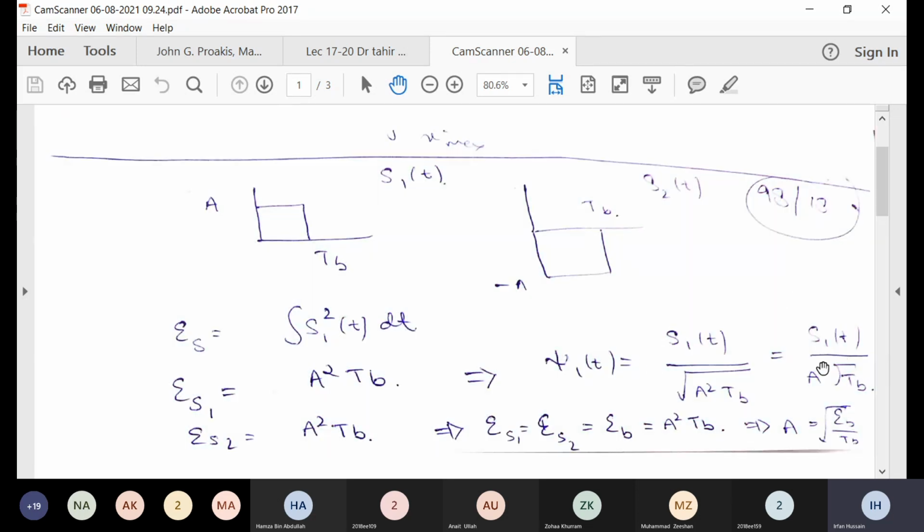So yes, psi1 was calculated, and you can see that the energy in both the signals is equal to A square into TB. So I can write A as equal to the square root of EB over TB. You can say it is ES, but you can also say it is EB, or epsilon B, because the energy in the first and second signal is equal to the bit energy, because one signal is just representing the bit interval. The bit energy is A square TB, hence A can also be written as the square root of EB over TB. This is your psi1.